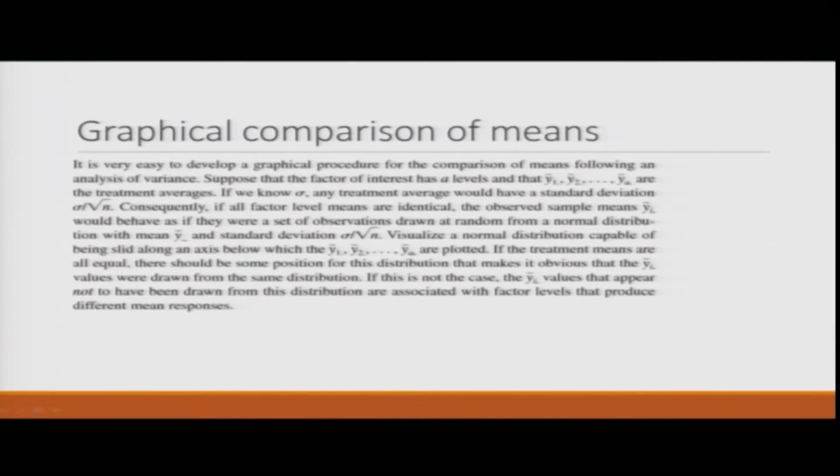Suppose that the factor of interest has a levels. So, this a value is, if you remember, the number of treatments, and y1 bar, y2 bar, with the suffixes 1, 2, 3, 4 till ya bar, are the treatment averages. If you remember, that is what we have calculated. So, y1 bar is basically the summation of y11, y12 up to y1n, the first number corresponding to the treatment, the second number corresponding to the sample observation.